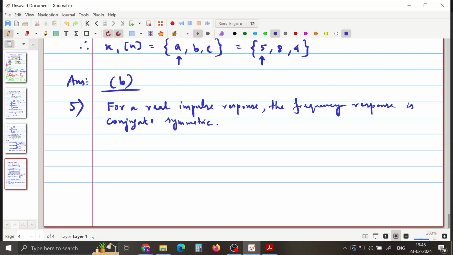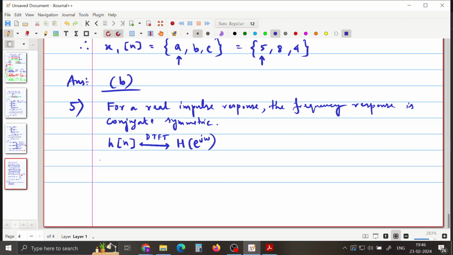Okay, and why it actually comes from the property. You can actually verify it as well. So maybe quickly what I can do is, you know that h of n is the impulse response, and if you take its DTFT, discrete time Fourier transform, you get capital H of e power j omega, right?